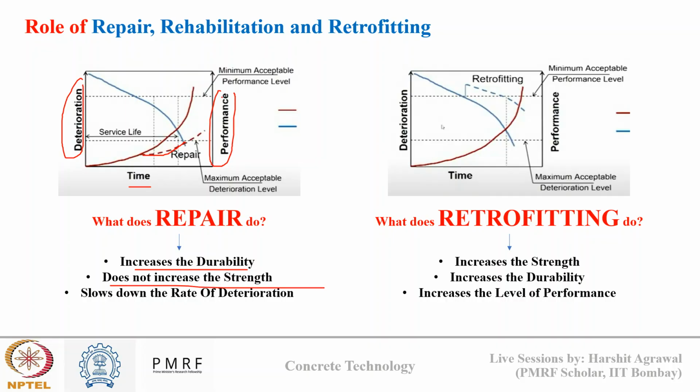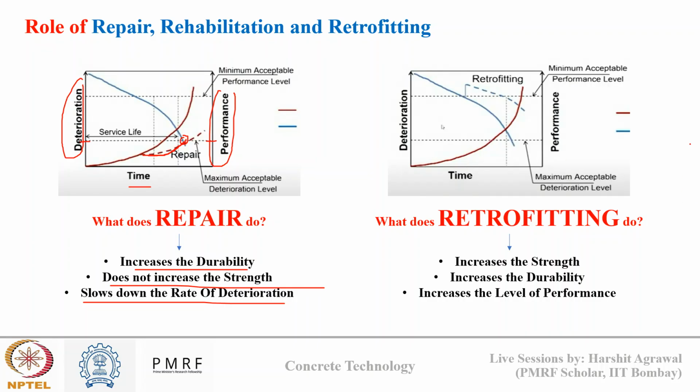So by increasing the durability, it is slowing down the rate of deterioration. Suppose this is the critical performance, where my structure's service life will end. I have increased the durability of my structure, so I will reach this point later on. So I will have more service life compared to what I was going to have. Okay, so this is repair.